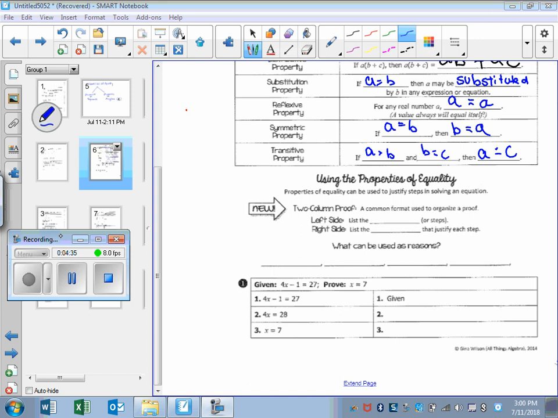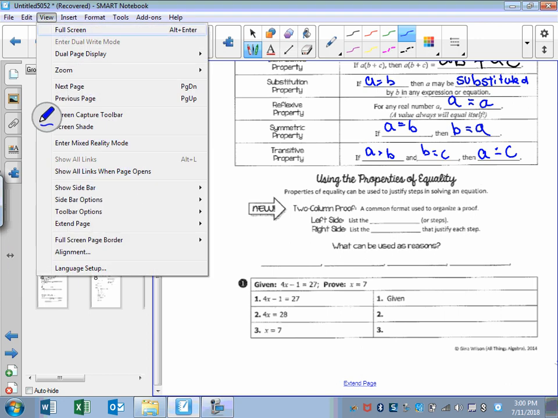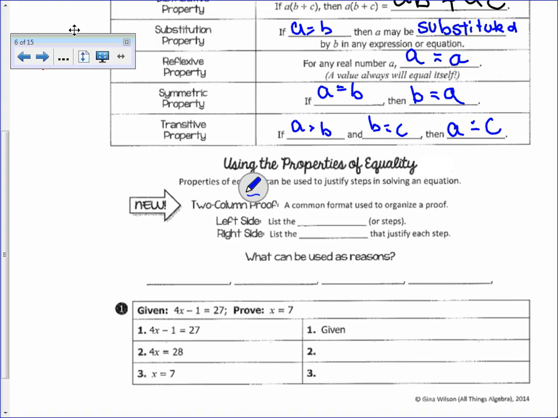Alright guys, I'm going to put the full screen on for this. It's pretty important. So, when we're doing the 2-column proofs, on the left side, these are all the steps to the problem. On the right-hand side, these are the properties. Not everything is shown like you want it to be.